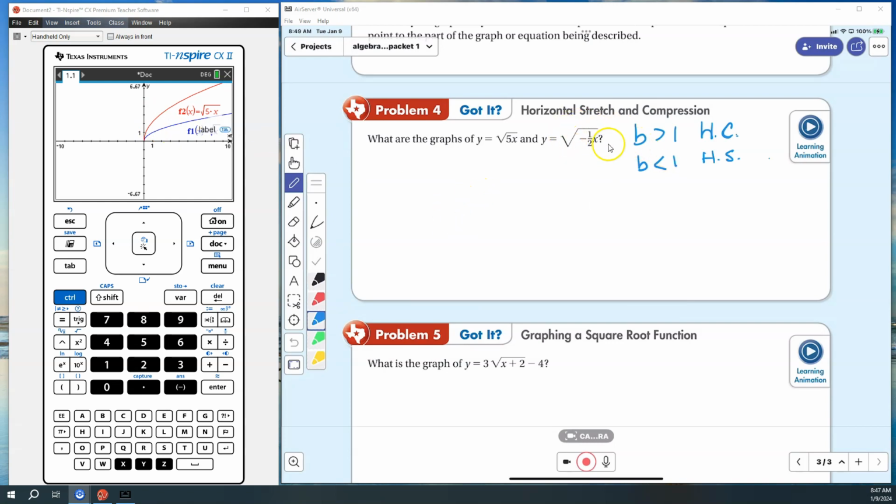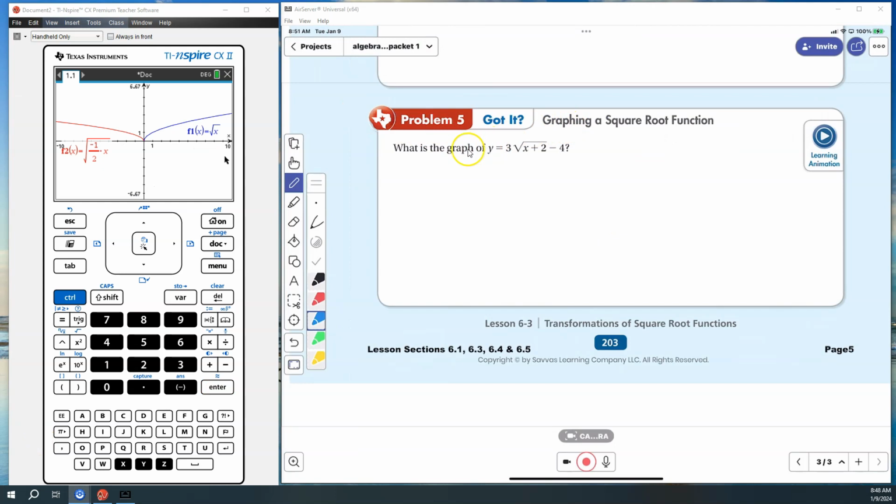Now, we were to predict what happened with this graph here. The 1/2 is less than 1, so it's going to stretch it. That negative is going to reflect it over the y-axis. So let's see if that happens. Now you notice I put the 1/2 and it's stretching now. It's a horizontal stretch. It's going away from the y-axis. Now I haven't put the negative, so I'm going to put the negative, and then you'll see what's going to happen. It does reflect over the y-axis.